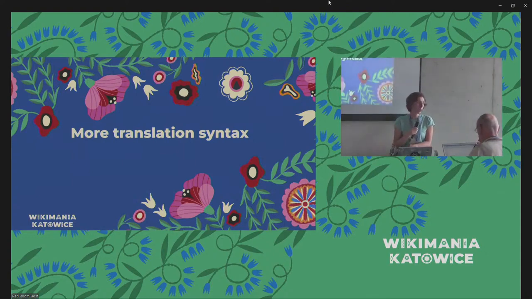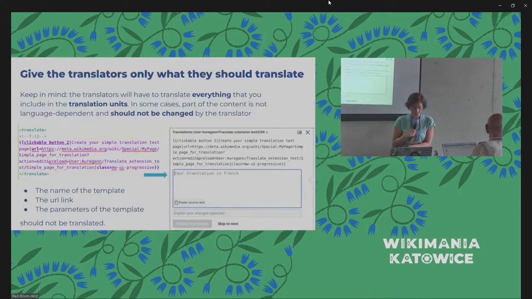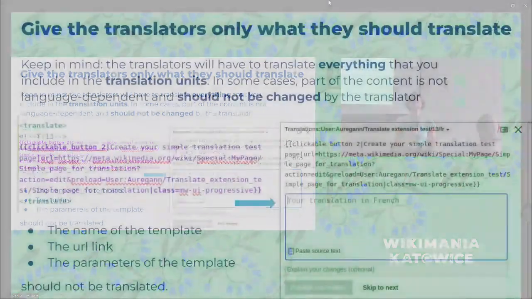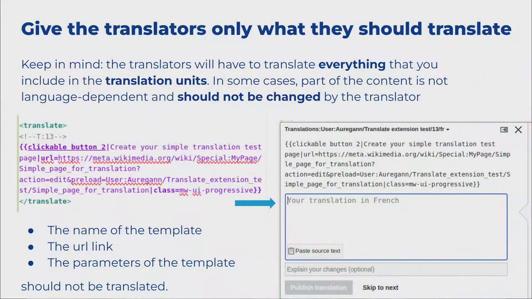And let's go into a little bit more of specific translation syntax. As I said before, my goal is to try to make the work of the translator as easy as possible and also to prevent mistakes from happening. And whenever I put something in a translate unit, this thing is going to be displayed, is going to be given to the translator to be translated.